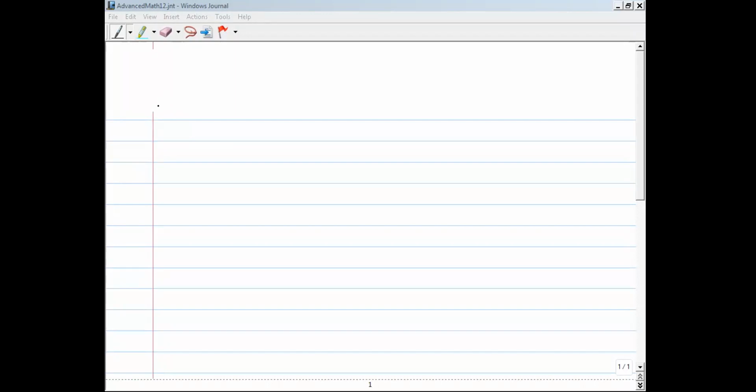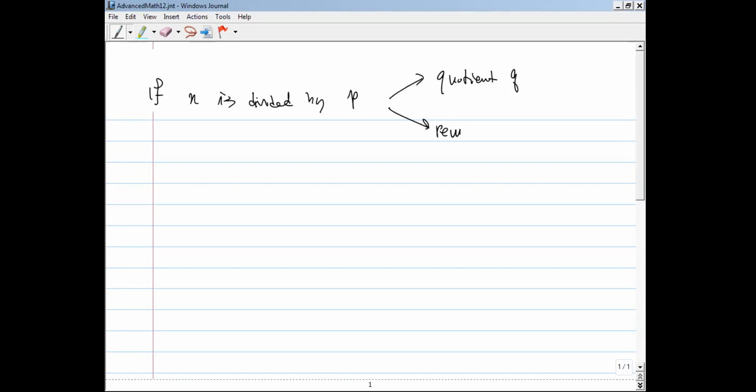If we divide an integer by another number, right? So if a number n is divided by p, what do you get? You will get a quotient and you get a remainder, right? The quotient is called q, and you also get a remainder. Be quiet. You get a remainder.